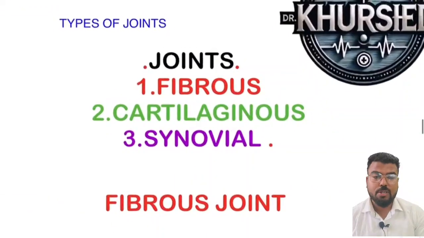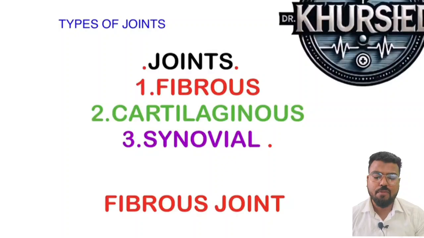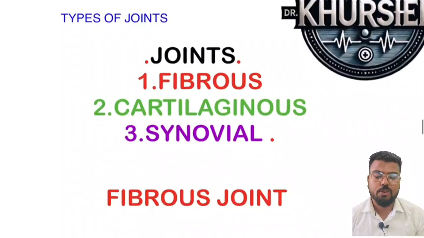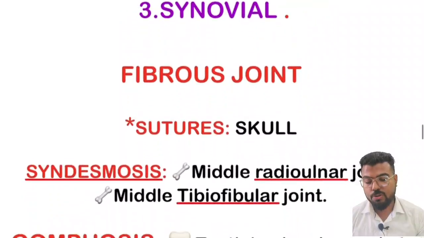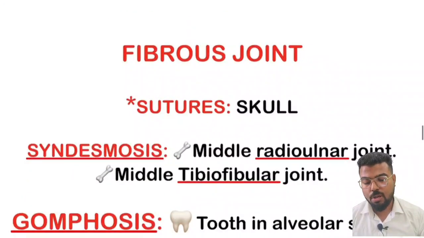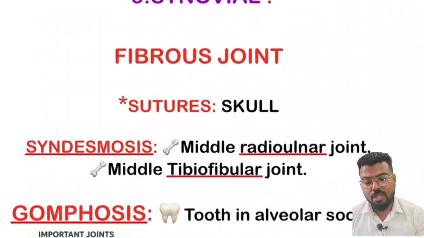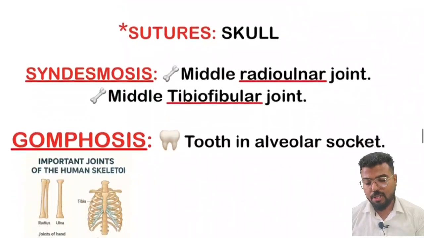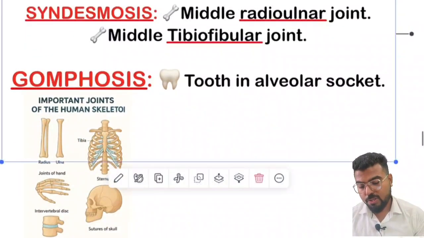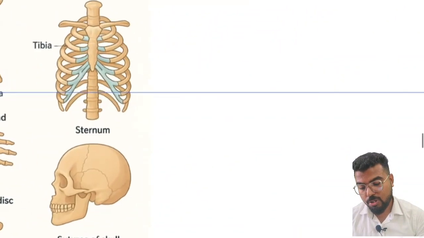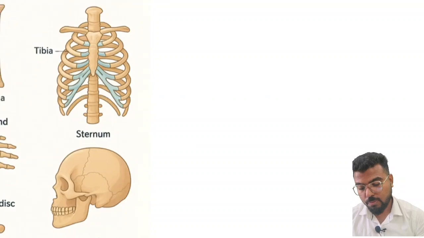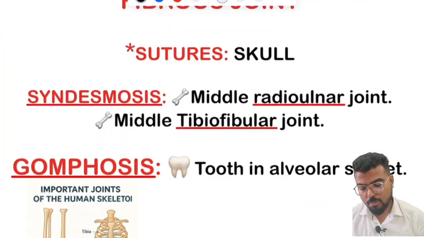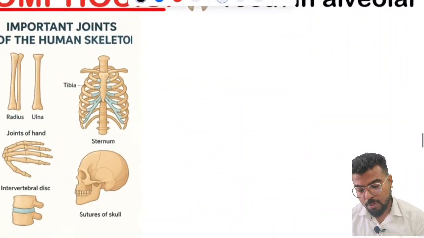Joints. In general, joints are of three types: fibrous, cartilaginous, and synovial joints. In fibrous joints, again there are sutures, syndesmosis, and gomphosis. In sutures there is the skull. In the skull, you can see these are the sutures.